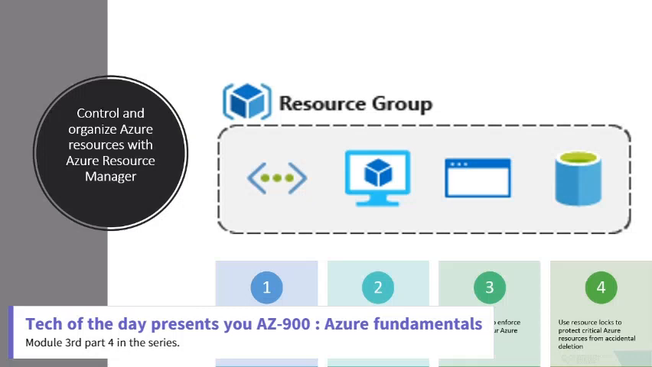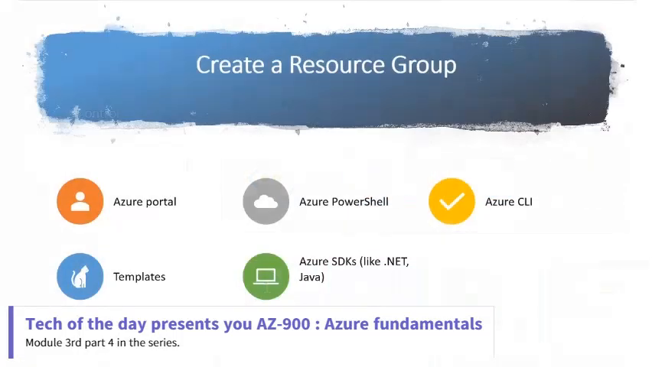So you can create a resource group using Azure Portal, Azure PowerShell, Azure CLI, templates, and the Azure SDK. To create a resource group using Azure Portal, you simply go to Azure Portal and search for resource group. In previous videos, I showed you a live example of creating web APIs. For that, it automatically created a resource group, and you can create that resource group as well.